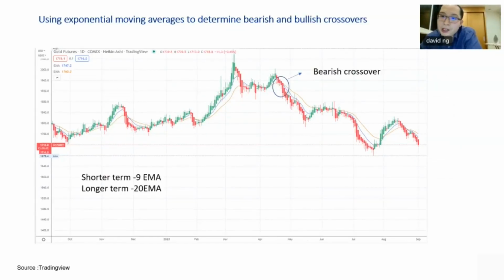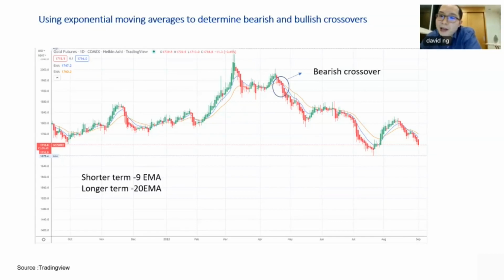Now, besides using Heikin-Ashi, to make it more effective in terms of your entry and exit strategies, apply it together with moving average crossovers. Moving average crossovers are simple. Normally you have 2 periods, one shorter term and one longer term. In my example here, I use a 9 period EMA and a 20 period EMA. The 9 period is the shorter term period, and the 20 period EMA is the longer term period. Whenever the shorter term crosses below the longer term, which we term a bearish crossover, that generally tells you the market is going to be on a downtrend.